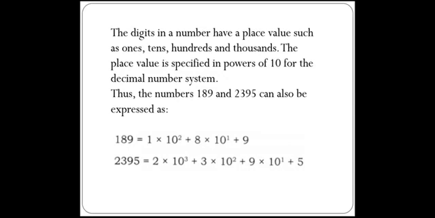Similarly, 2395 we can write as 2000 plus 300 plus 90 plus 5, and 2000 can be written as 2 into 10 to the power 3. 300 can be written as 3 into 10 to the power 2, that is 10 square, plus 9 into 10 to the power 1, plus 5 into 10 to the power 0. In binary number system, base is 2, or in decimal number system, base is 10.